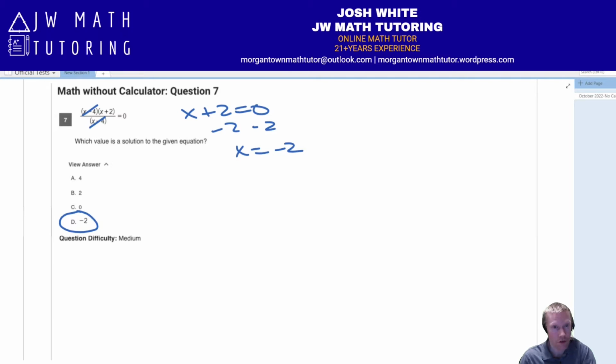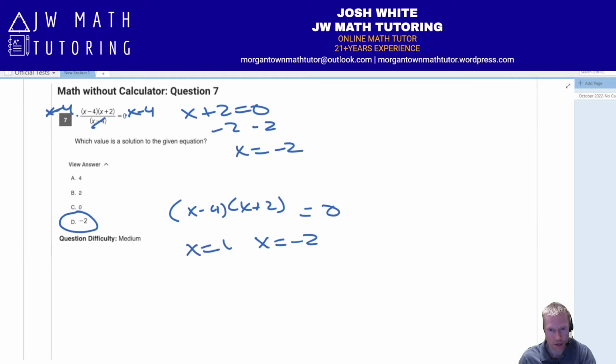Now, you could also try to approach it by simply multiplying both sides times x minus 4. On the right side, you would still get 0. On the left side, you would then have x minus 4 times x plus 2, and then you would technically solve each of these, and you would get x equals negative 2 and x equals 4. But the problem is the 4 is not an acceptable solution because it is not in the domain. If you plug in 4 to this equation, you get 0 over 0, which is not defined or does not exist. So 4 is not an acceptable solution to this.